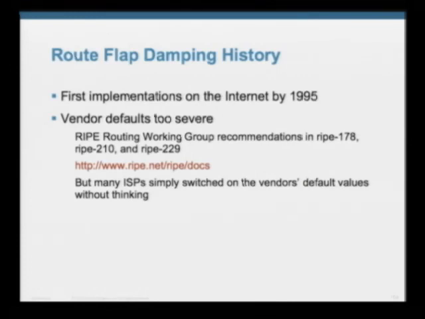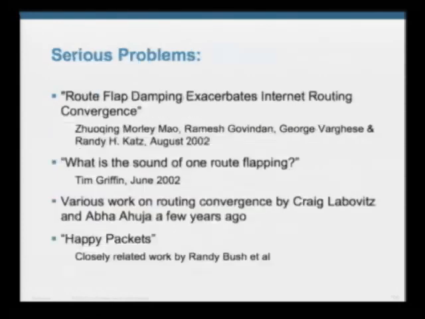But even in spite of that, people saying, look, don't overdo RIPE flap damping, people just switched on the vendor defaults because it said in the manual, you must do RIPE flap damping because it's good. They didn't think. And then we had the researchers, some of them pointing out the problems caused when ISPs actually do RIPE flap damping.